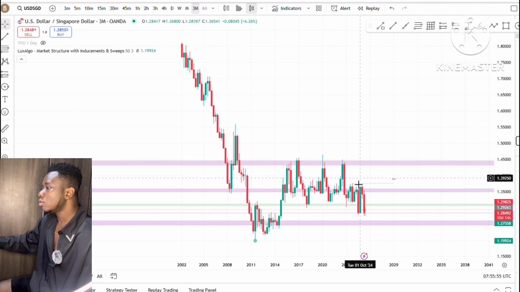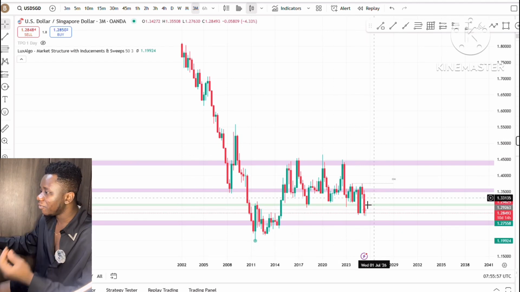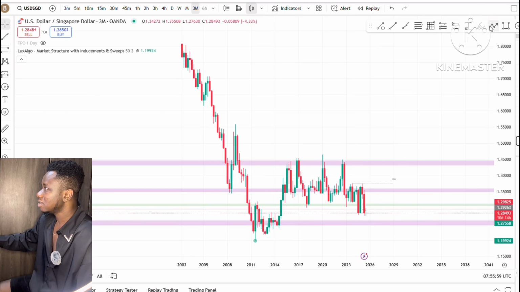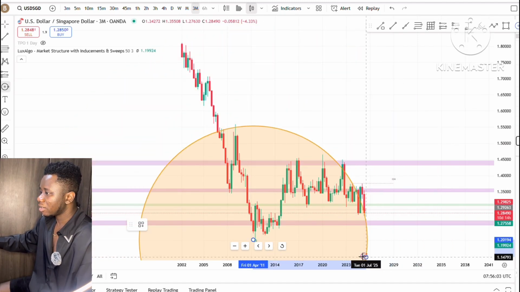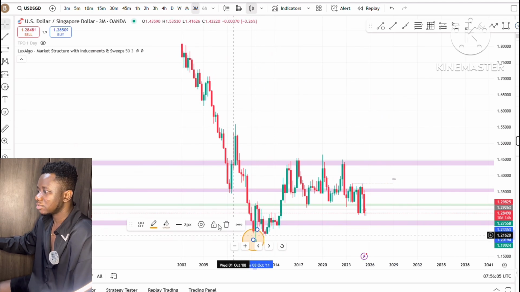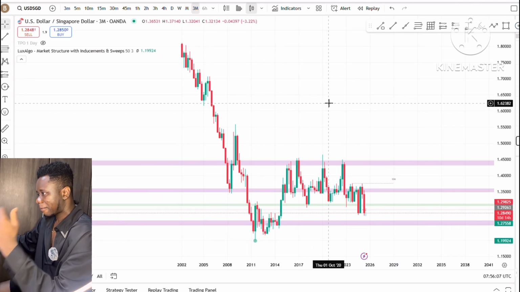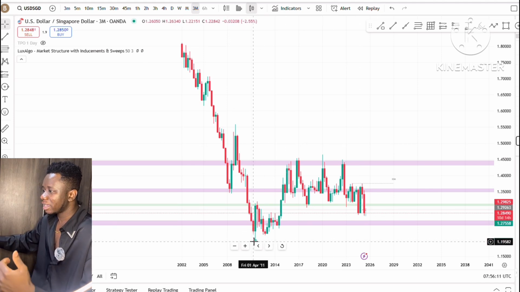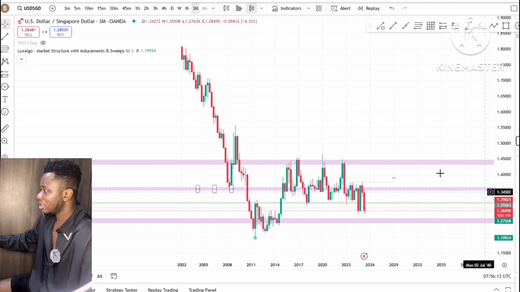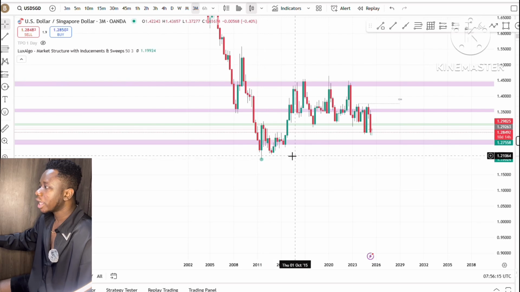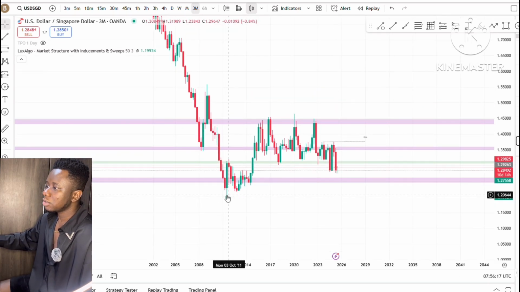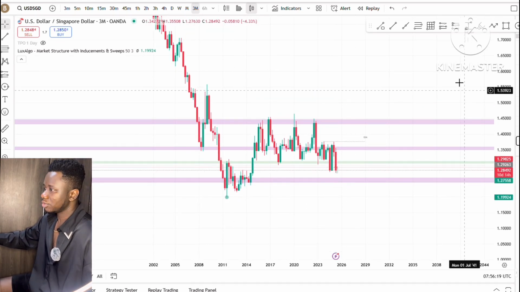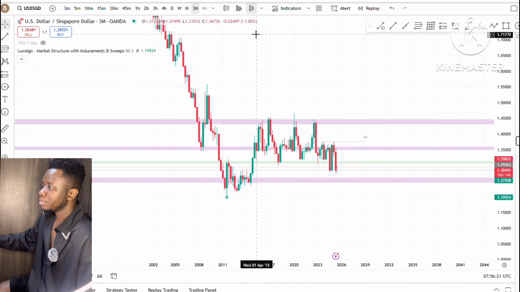So what I'm looking at on the 3 months time frame, I'm looking at these lows to be taken out, this low to be taken out, because we are in a bearish market, and in a bearish market, this right here right now is a weak low. So I'm looking for this low to be taken out. So let's get into it.